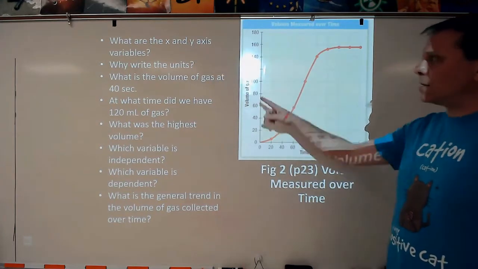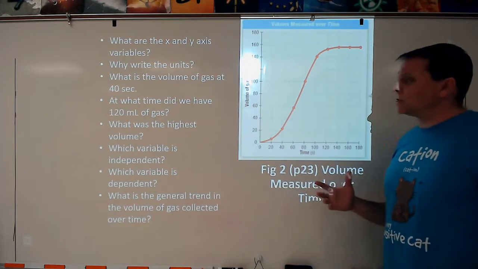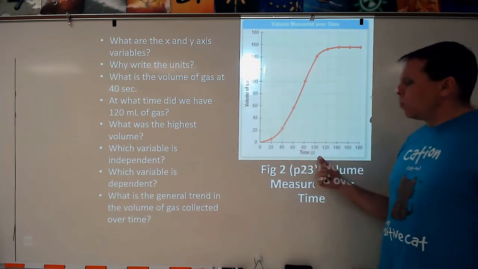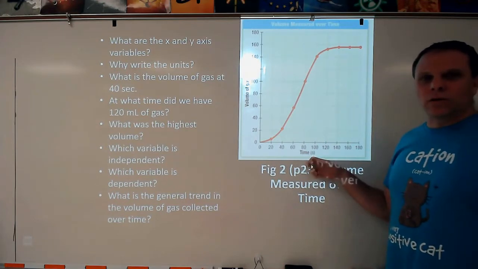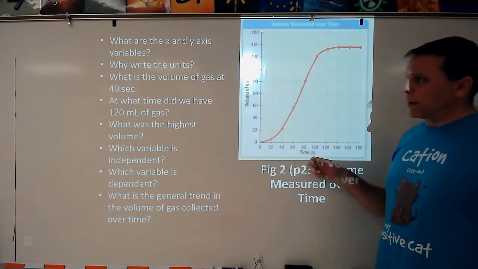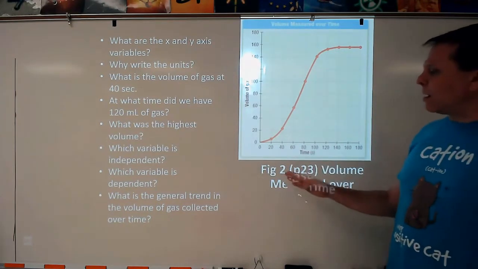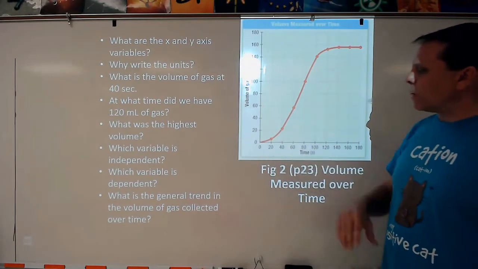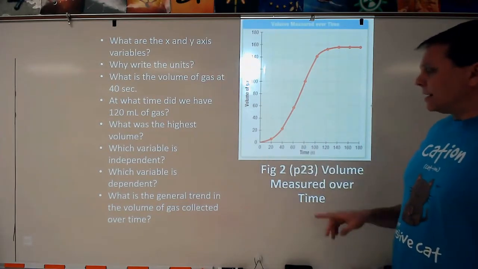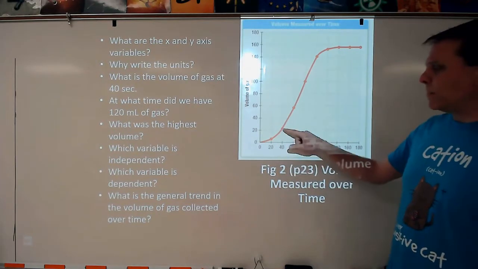Why write units? Because if this is liters, that's going to be a totally different relationship. And so we have to make sure that we know what our values are. Is that seconds? Is it minutes? Is it hours? Those would be very, very different experiments, right? So we can also interpret what's the volume of gas at 40 seconds. Now we call this interpolation. We look on the graph, we try to figure out what's there. In this case, we actually have a data point, right? So we have 40 seconds. We can see there's a data point there.